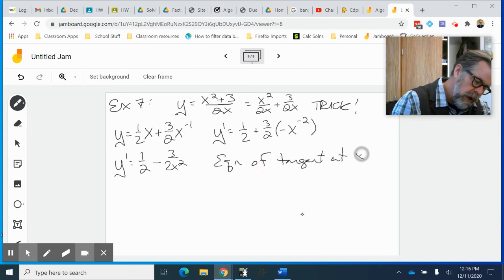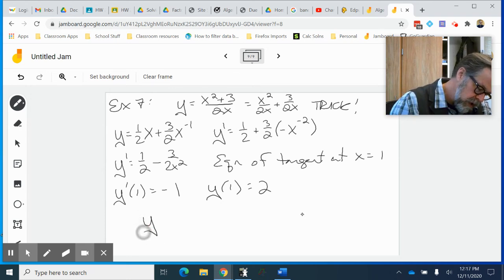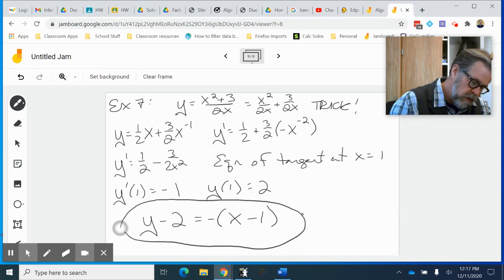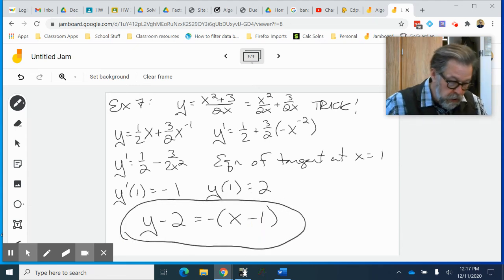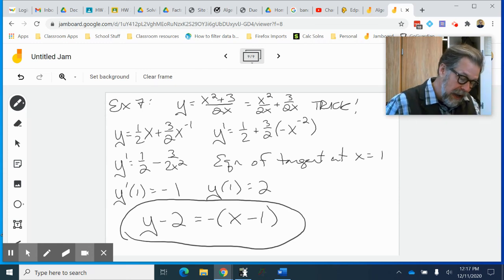at x equals 1. So I need a couple pieces of information. I need y prime of 1. And looking at this, I can see it's 1/2 minus 3/2, which is negative 1. I need y of 1, and plugging 1 back into the original equation, I realize that's 1 plus 3 divided by 2, which is 4 divided by 2, which is 2. And point slope form of my equation, y minus 2 equals the negative of x minus 1. Because if you don't know point slope form of the equation, super useful, super helpful. No calculations required to find b, the y-intercept.